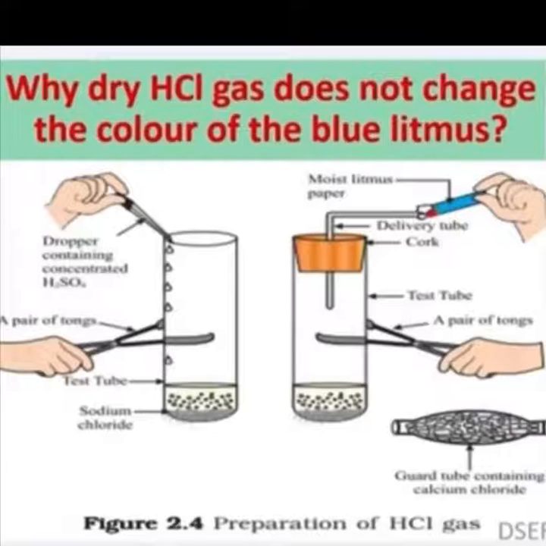Now it is wet. So, wet hydrochloric acid shows a color change in litmus paper. Okay. So, we can say that dry hydrochloric acid does not change the color of the litmus paper, and wet hydrochloric acid shows the change in color of the litmus paper.